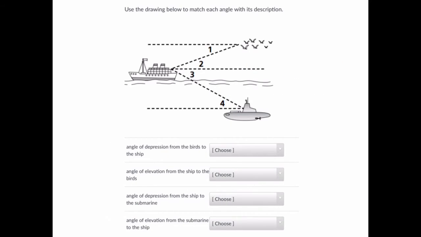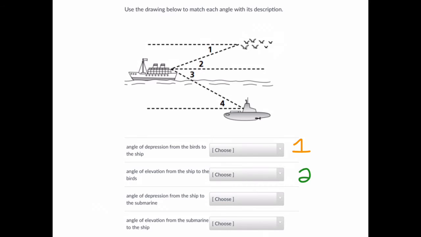They want to know which is the angle of depression from the birds to the ship. So we have to start up here at the birds and go down to the ship. And remember, it always comes from a horizontal line, so this angle of depression would be angle 1. Our angle of elevation from the ship to the birds, remember it has to go from a horizontal line up to the birds, so that would be angle 2.